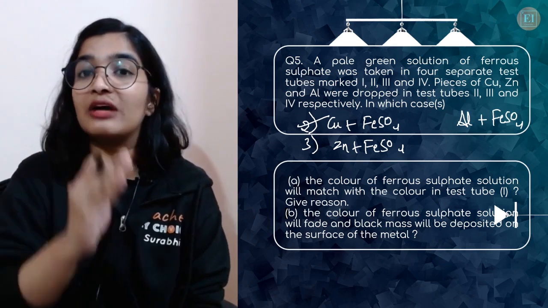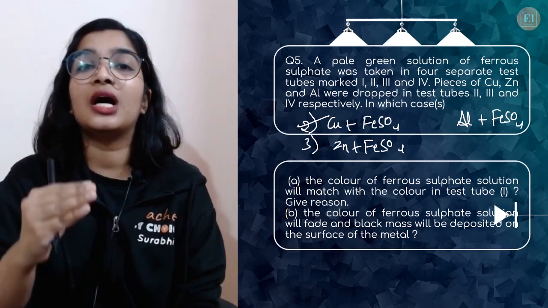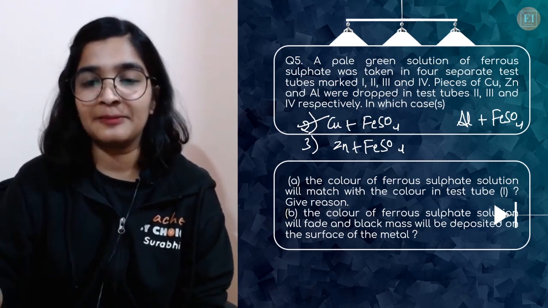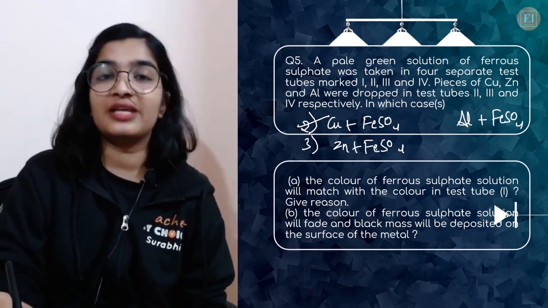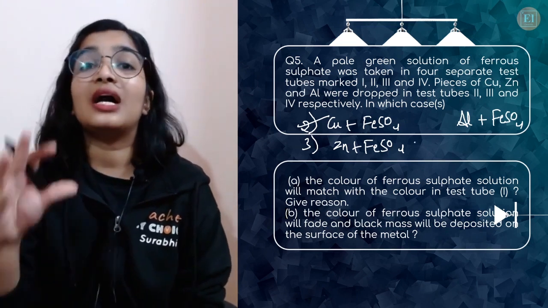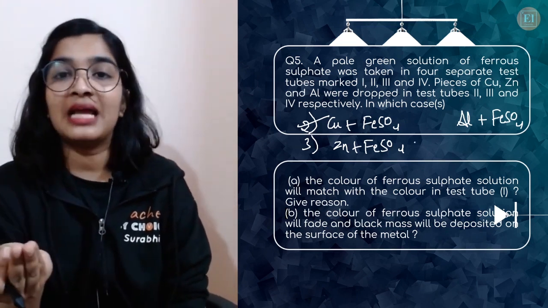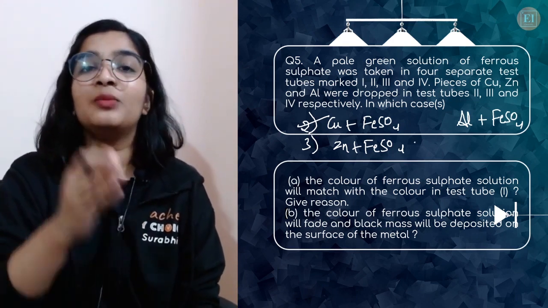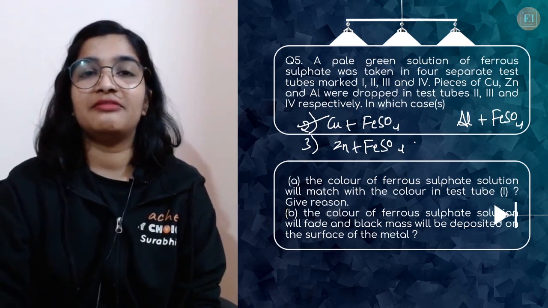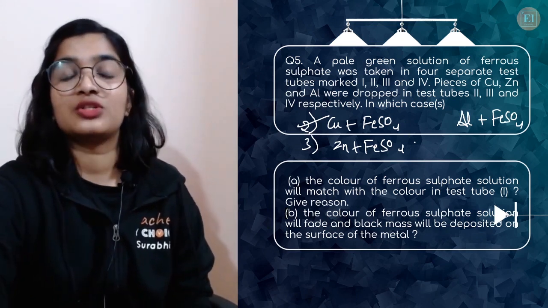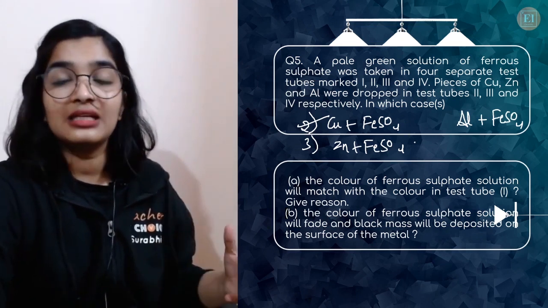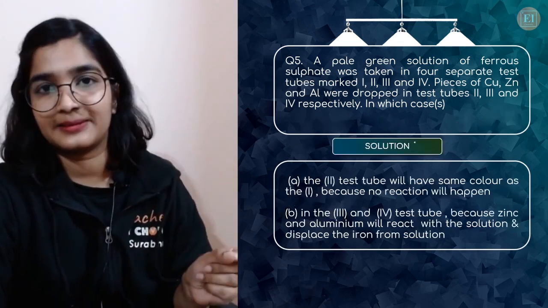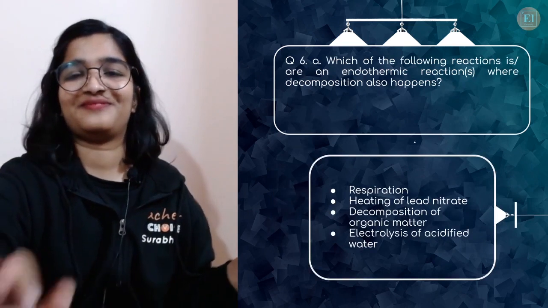See here, you have zinc and aluminium. Both are much more reactive than ferrous sulfate, that is iron, right? So both can displace iron from its solution. So iron will be deposited, that is basically the black mass. Because of the displacement reaction between aluminium and ferrous sulfate, and zinc and ferrous sulfate, there will be deposition of the black mass in test tubes 3 and 4. That will be the answer. Done. Okay.